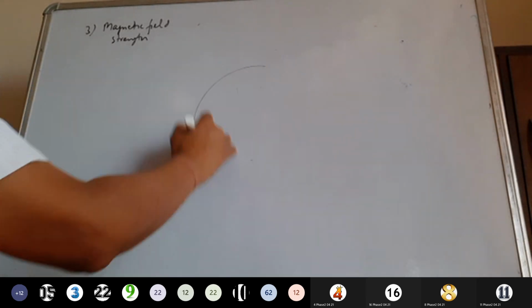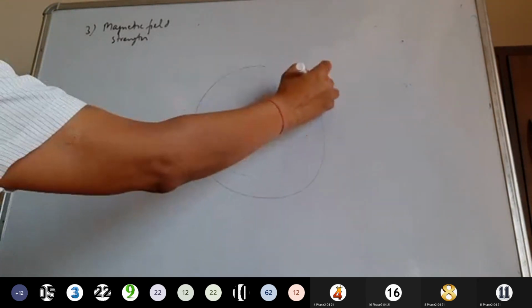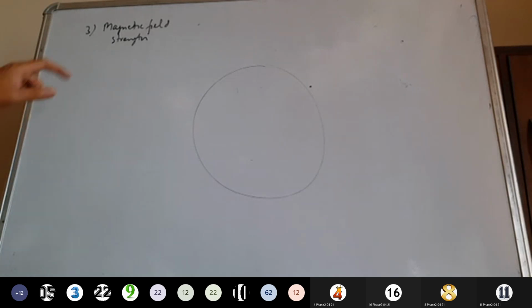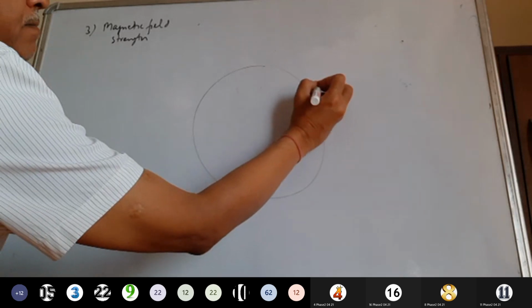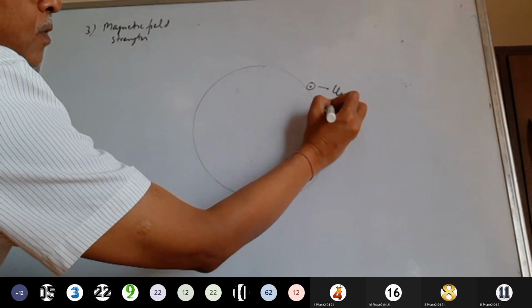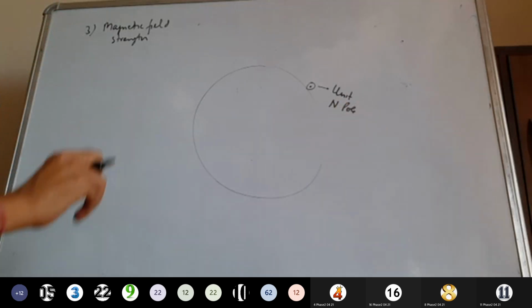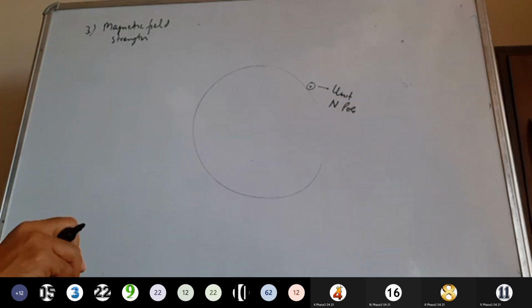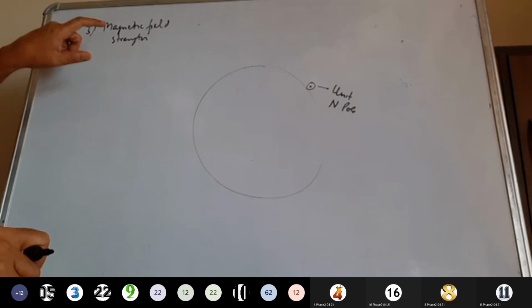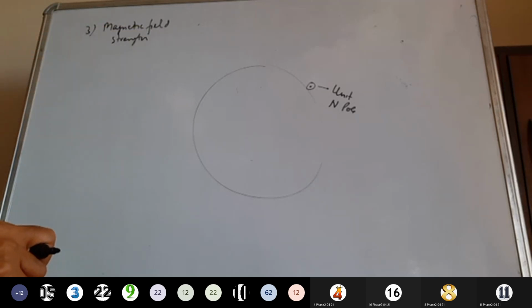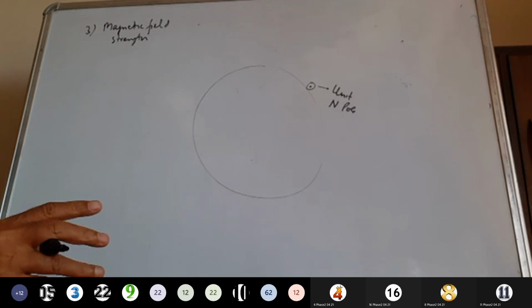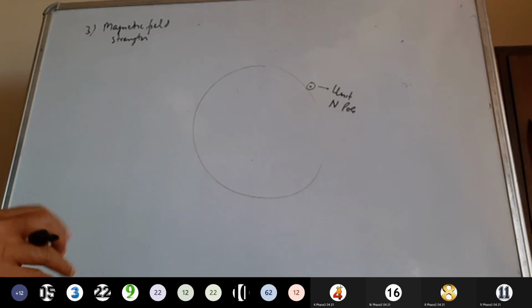So let us say this is the Earth, and I want to know what is the magnetic field strength of the Earth at this point. So what we do, I keep a unit north pole here. So whatever is the force acting on this unit north pole due to the Earth's magnetism, that is the magnetic field strength. The magnetic field strength at any point on the surface of the Earth is the force acting on the unit north pole kept at that place.